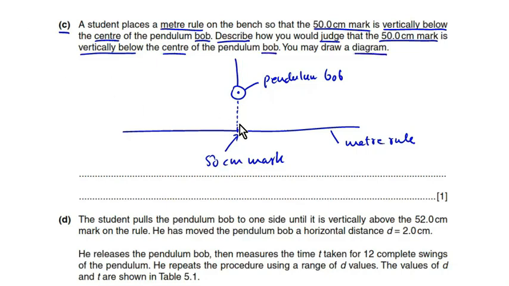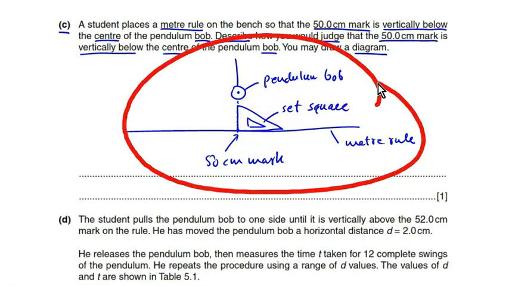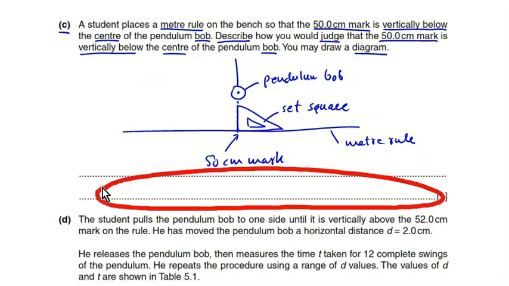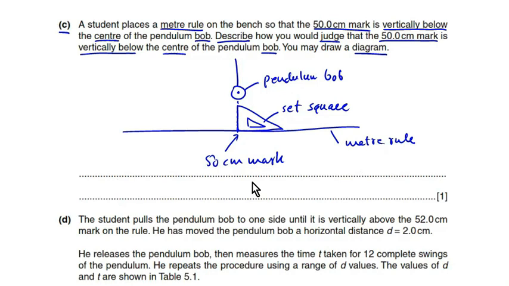Look students, in this part, to check if the 50 centimeter mark is vertically below the center of the bob, the student can use a set square. Let me show you how. See students, he can place the set square on the meter rule like this, so that the vertical edge of the set square, this edge, is on the 50 centimeter mark and also right below the bottom of the bob, this point. Students, this diagram will earn you full marks in this part. You don't have to write anything here because the diagram is already self-explanatory. It clearly shows what's going on.